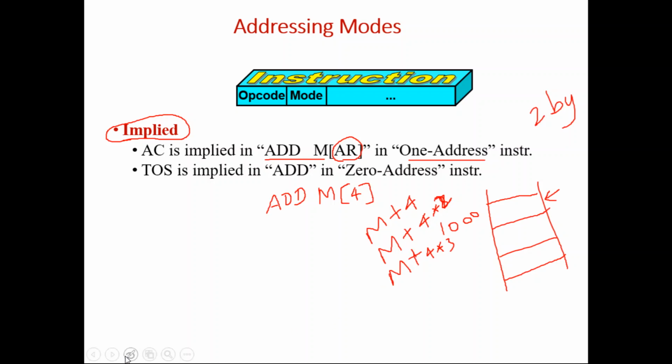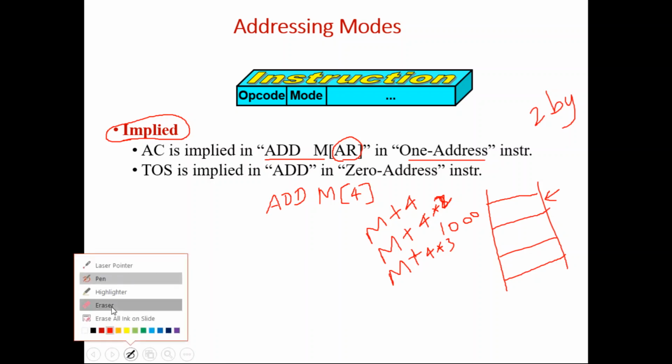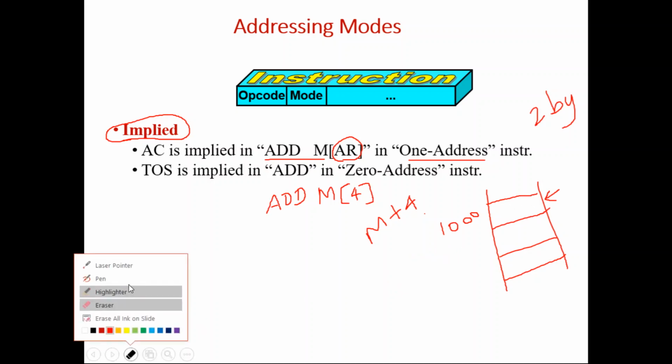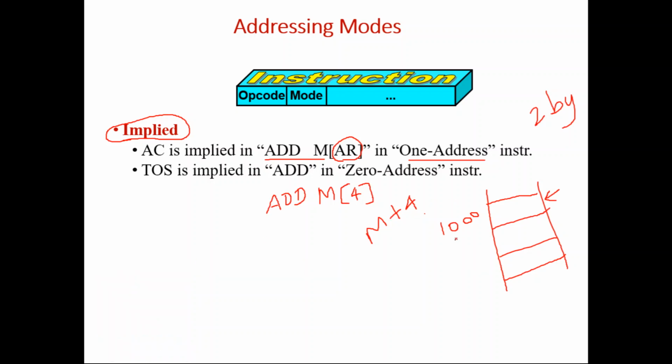For simplicity, for understanding purpose, let us assume the word size is 1 byte only, that is each instruction occupies only 1 byte in the memory, right? So yum plus 4 means it refers to the address. Yum is 1000, yum plus 4 is 1004, so it refers to the location 1004. Now what does it mean, add 1004? Already we have discussed. So where it will be added?